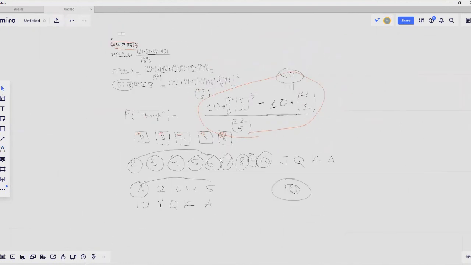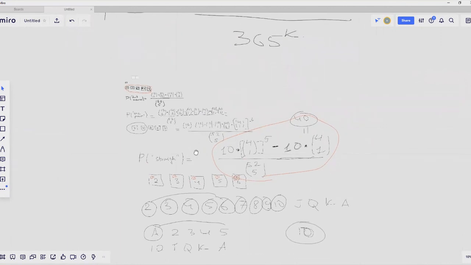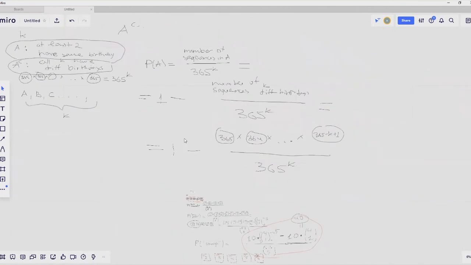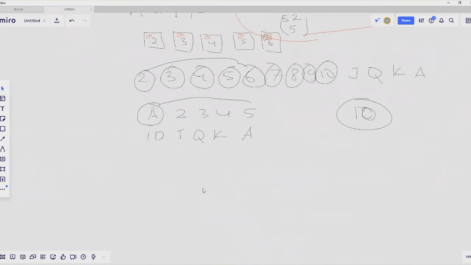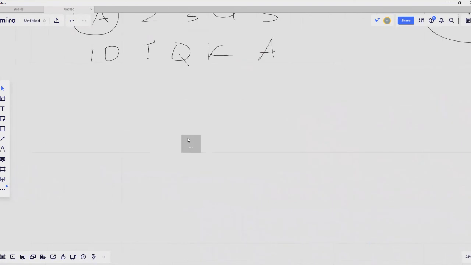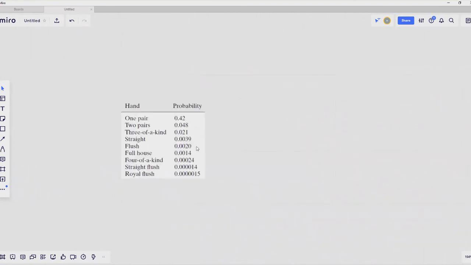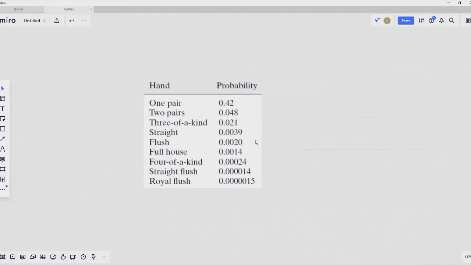Now, using a similar approach, we've calculated probabilities of a straight, one pair, and full house. We can calculate other probabilities for various poker hands, and they are given in a nice table over there.